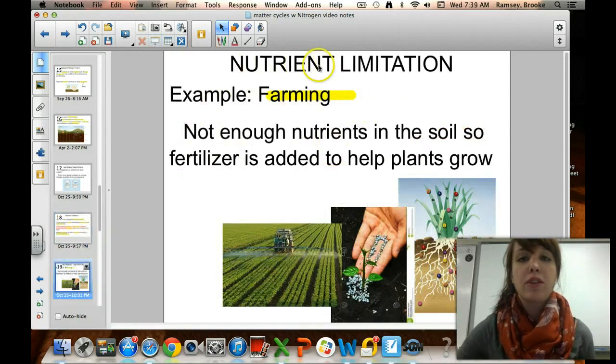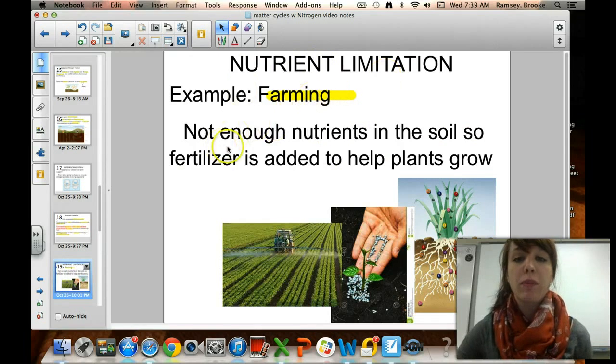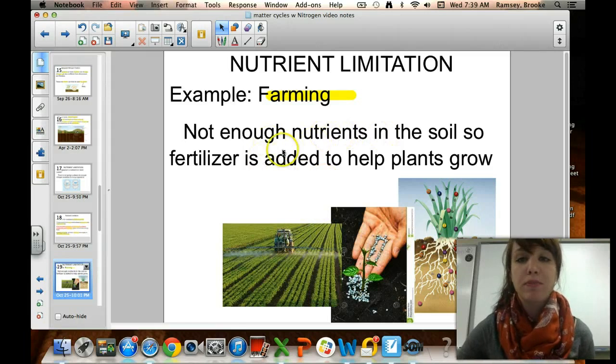An example of nutrient limitation is in farming. When we put our seeds into the ground to grow our food, the soil that we plant them in isn't going to have enough nutrients for the plants to grow and produce the food that we need. So we create fertilizers and we put them into the soil, and that's going to help the plant grow.